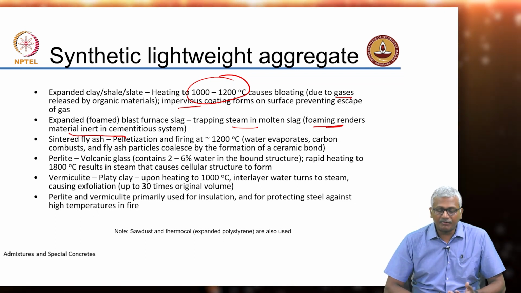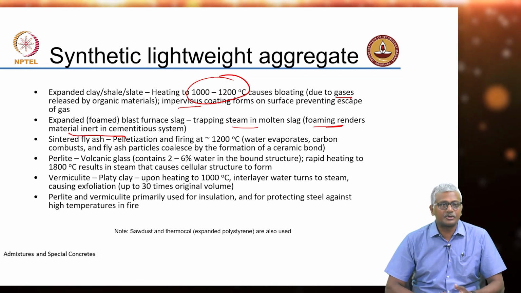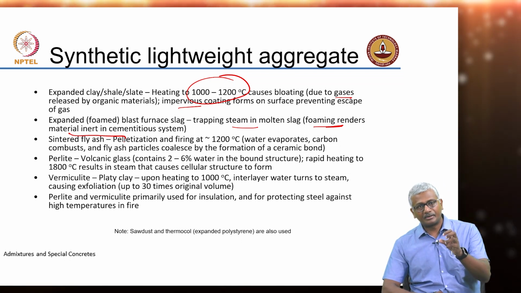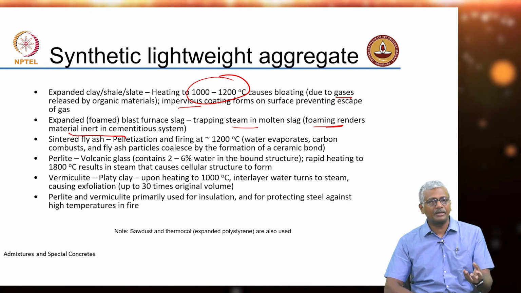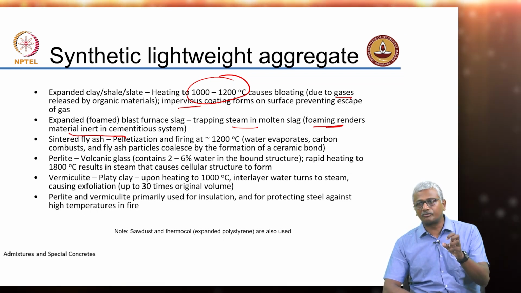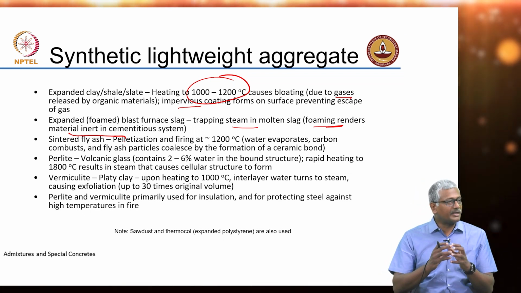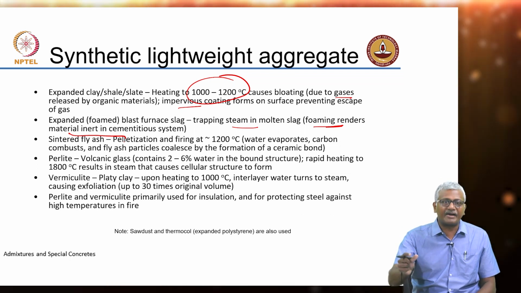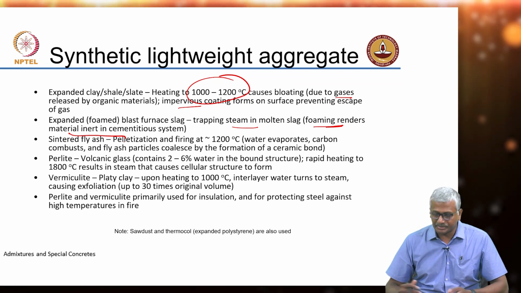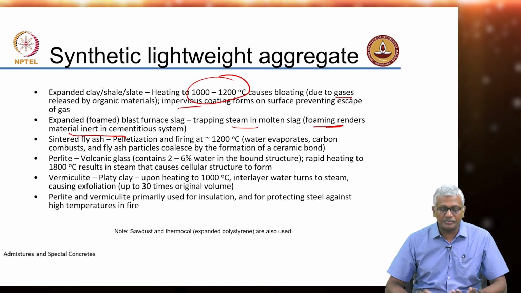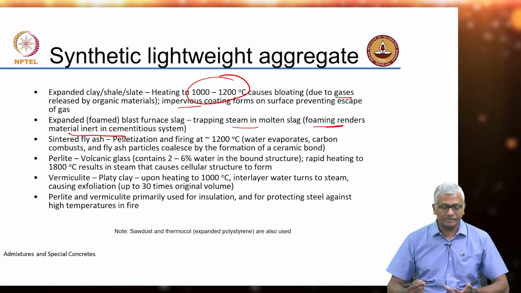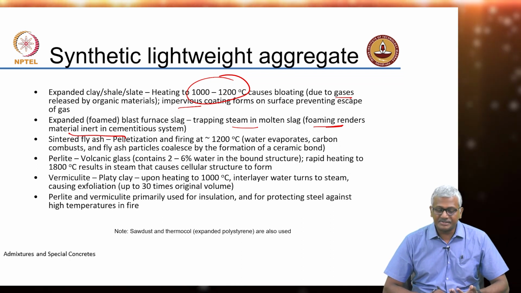Sintered fly ash, as I said, is made by pelletization of fly ash particles. You have to bind the particles together, typically using clay like bentonite or cement. It can be used to bind the fly ash particles together. The pellets are formed to aggregate size, and then these are fired in a furnace to a temperature that leads to sintering, like the formation of a brick, for instance. So, water can evaporate, carbon combusts, and fly ash particles coalesce by forming the ceramic bond between the silica and the alumina.